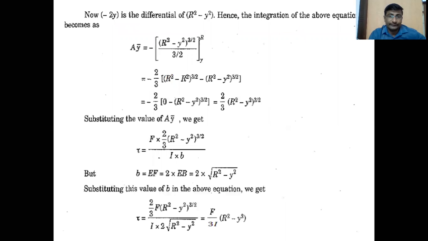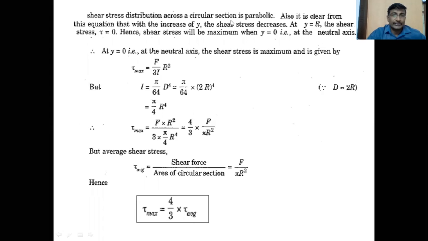In this basic equation, F by 3I into (r² − y²), if you substitute y equal to plus r or minus r, then r² − r² is 0, so the shear stress values are 0. The shear stress distribution across a circular section is parabolic. It is also clear from this equation that with the increase of y, the shear stress decreases. At y equal to r, the shear stress is equal to 0. Hence, the shear stress will be maximum when y is equal to 0, that is at the neutral axis.